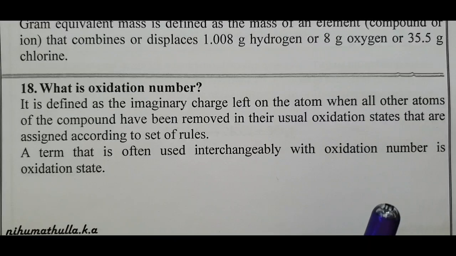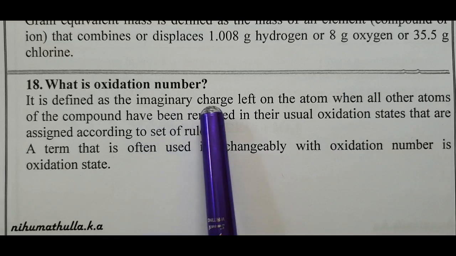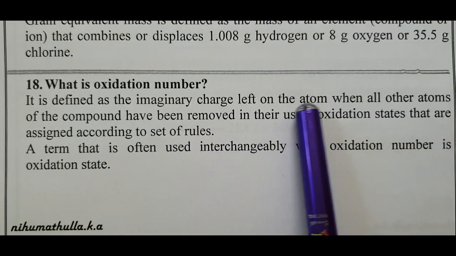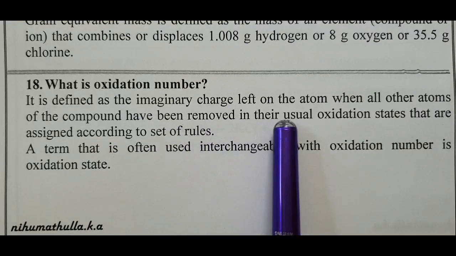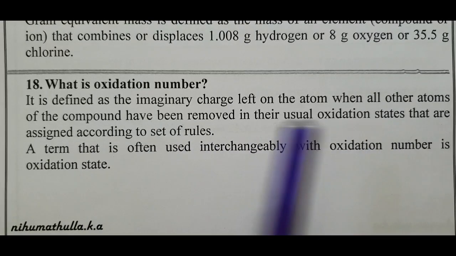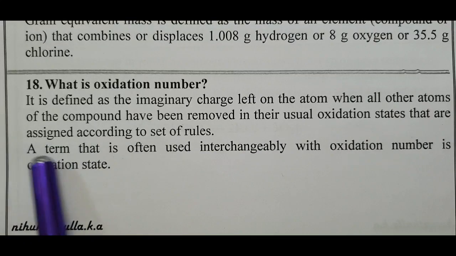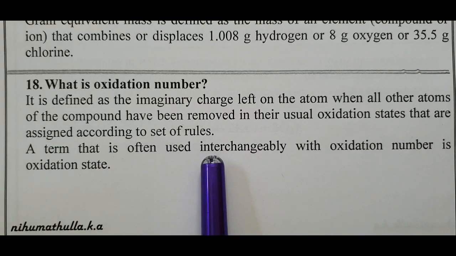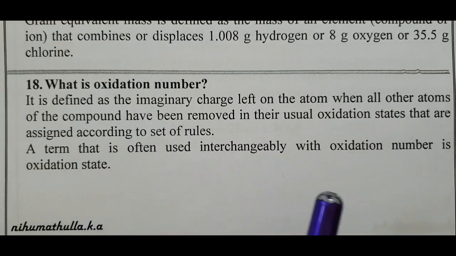What is oxidation number? It is defined as the imaginary charge left on the atom when all other atoms of the compound have been removed in their usual oxidation state that are assigned according to a set of rules. A term that is often used interchangeably with oxidation number is called oxidation state.